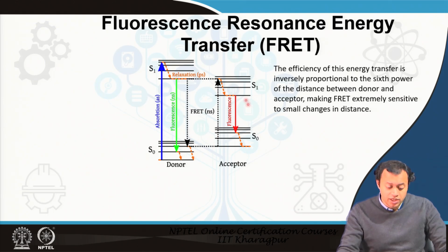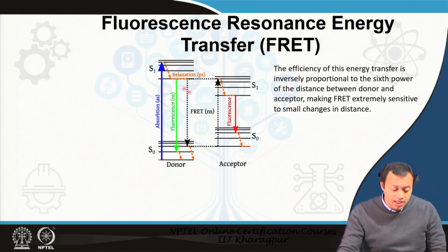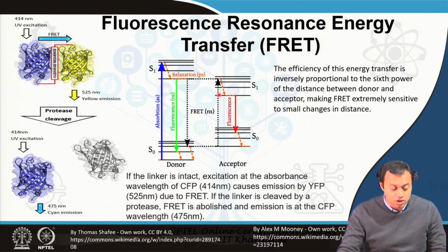But this only happens when the donor and acceptor are very close to one another. So, we utilize this fluorescence resonance energy transfer imaging to see protein-protein interaction. If two proteins are close to one another, there will be a different type of emission, because then the acceptor will fluoresce. If the distance between them is large, then the donor will fluoresce. There will be no charge transfer. The charge transfer can happen only when they are close.